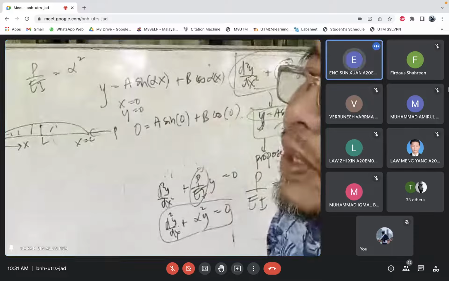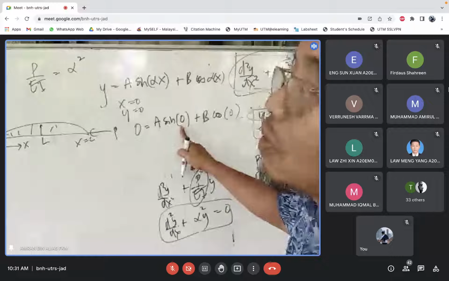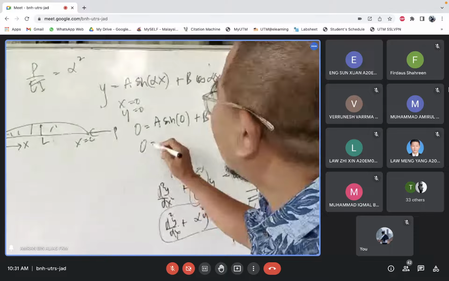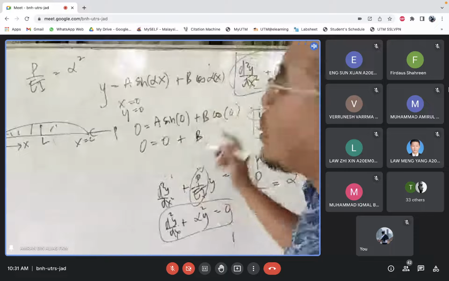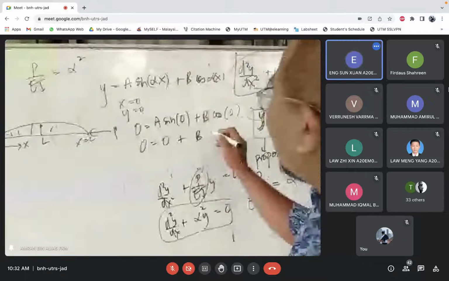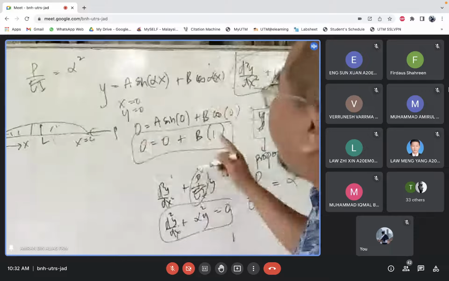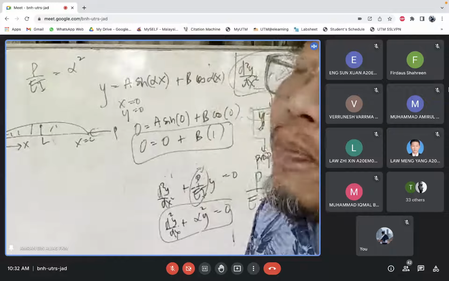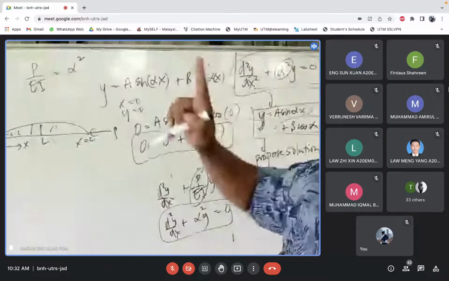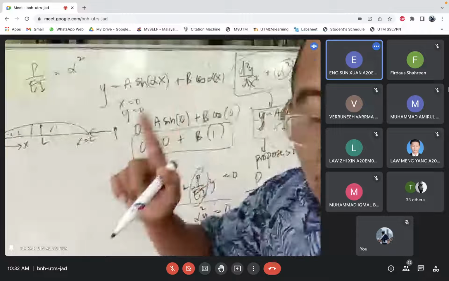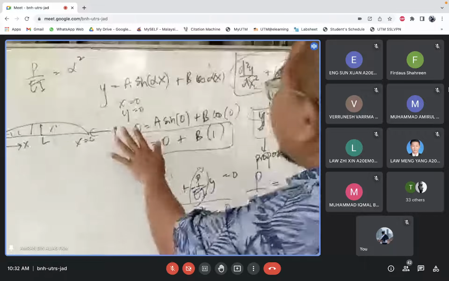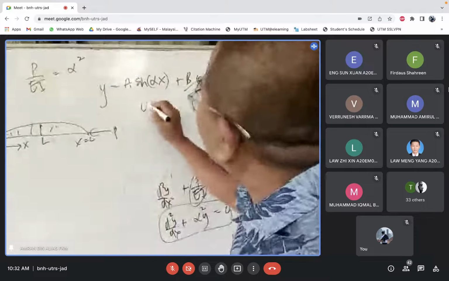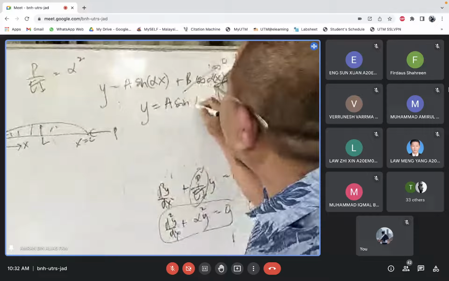Are you with me? Yes. What do we have there? A sine 0 is 0, right? Yes. 0 times A is 0. And then B cos 0 is what? Cos 0 is 1. So this formula confirms that your B value is 0. Are you with me? Yes. Your B value is 0. So my new formula becomes A sine alpha x.